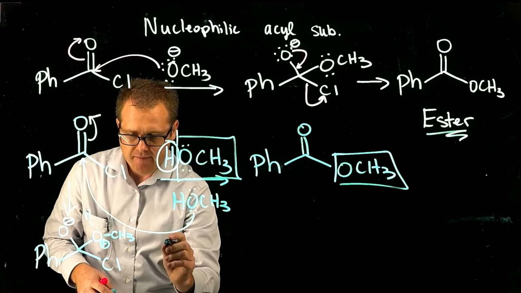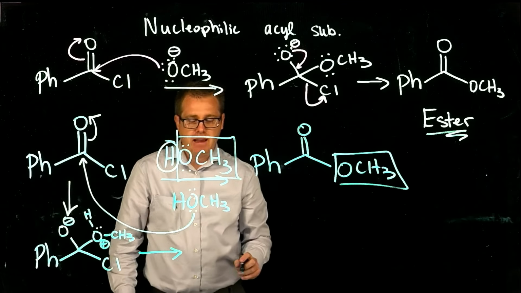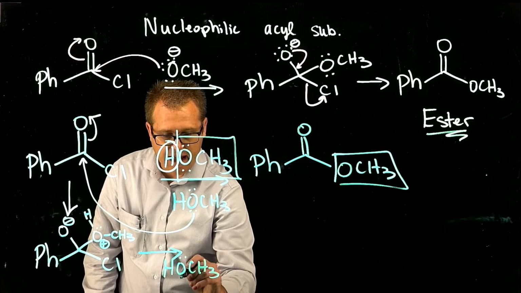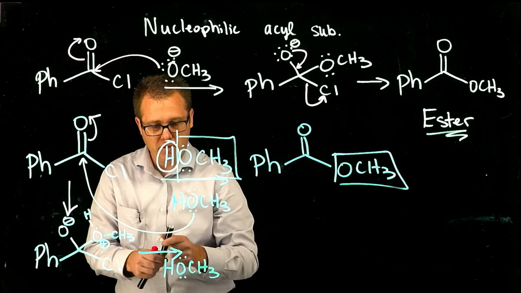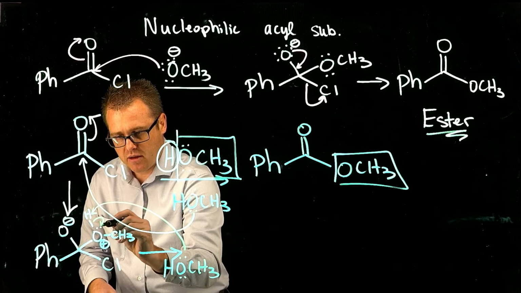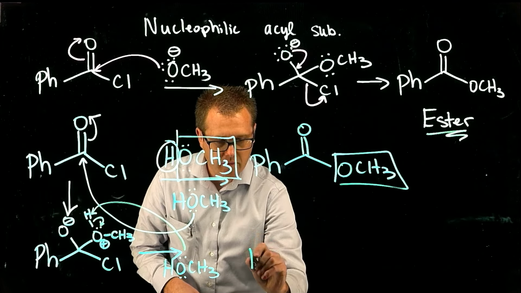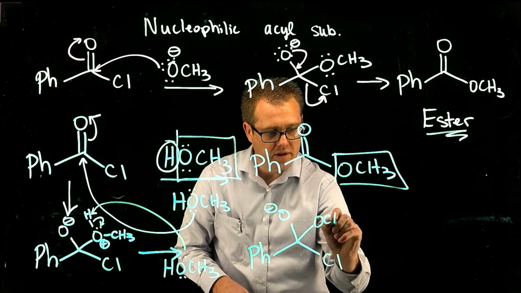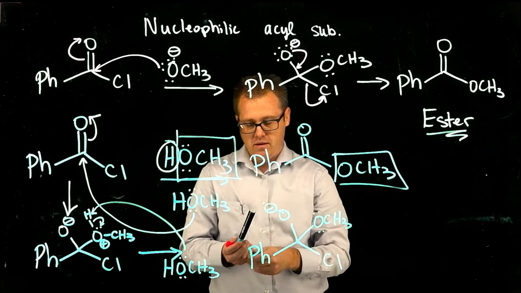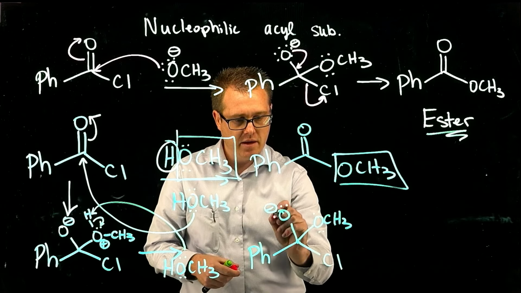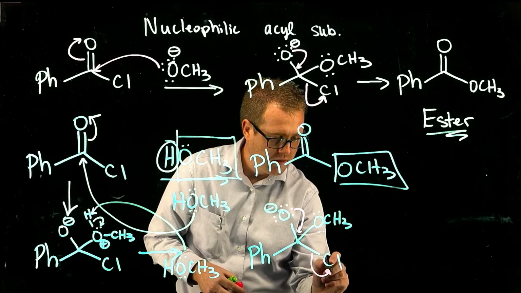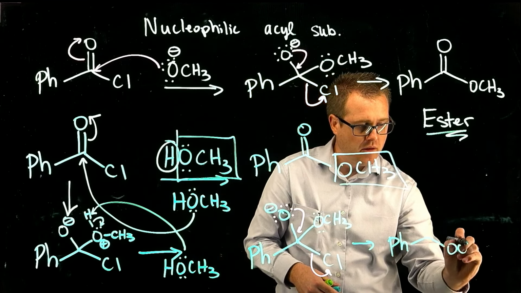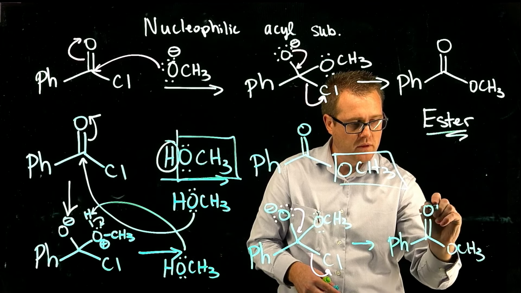Okay. Then we can have a proton transfer where a second methanol molecule can act as a base to deprotonate that hydrogen. Then we will get O-, OCH3. And then the lone pairs on this oxygen can come and collapse down, kicking off our leaving group. Like that.